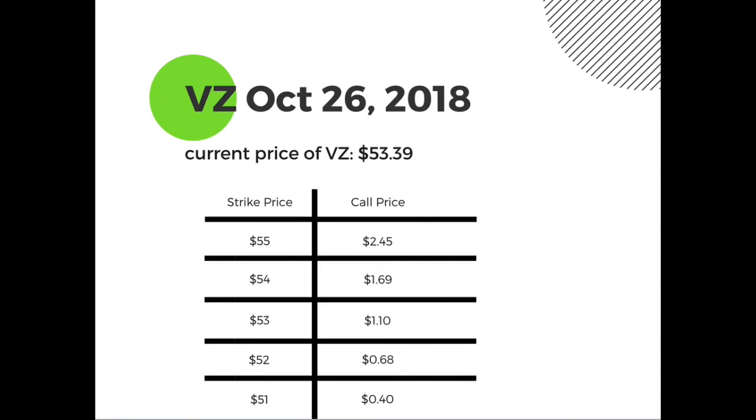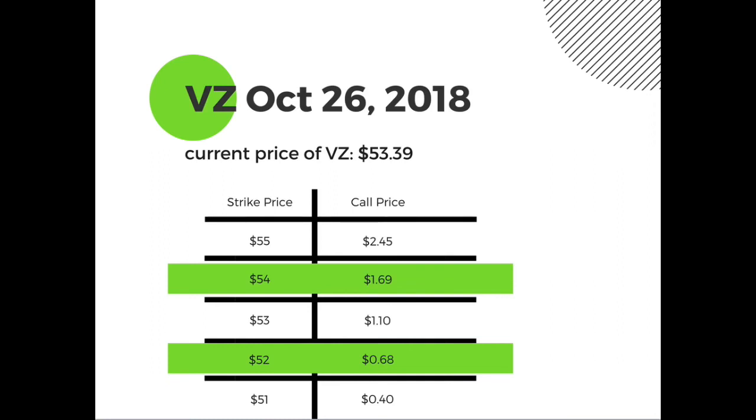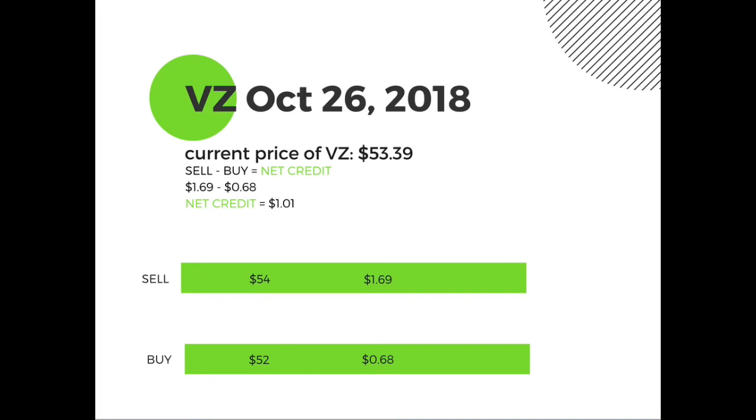Now, our net credit for this trade is the sell of $1.69 minus the buy of 68 cents. So our net credit is going to be $1.01. Our max loss for this trade is the sell strike of 54 minus the buy strike of 52 minus our net credit of $1.01. So our max loss is going to be 99 cents. In this example, we're risking $99 to make up to $101.